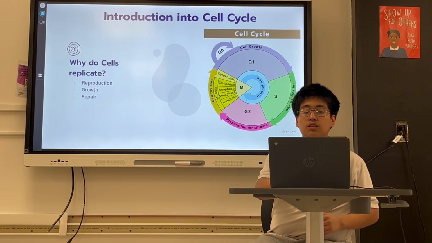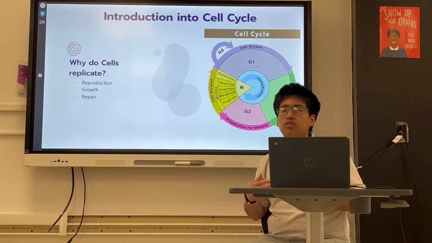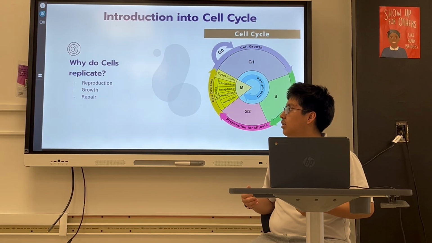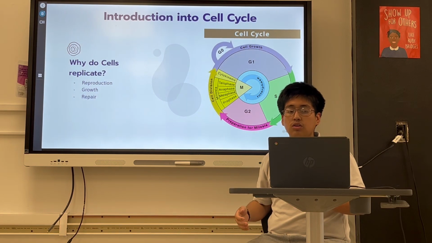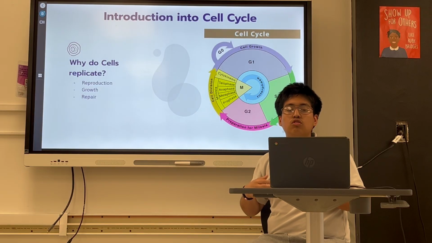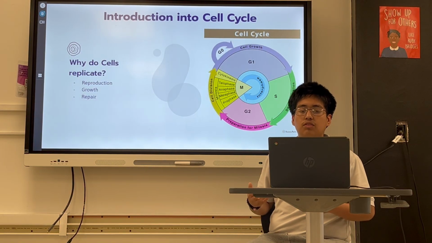First, we start with the cell cycle. The cell cycle is an important part, because it's necessary to understand it in order to see how cell division works. Cells replicate for three main reasons: reproduction, growth, and repair. All cell division starts with the cell cycle, and the first step is interphase.